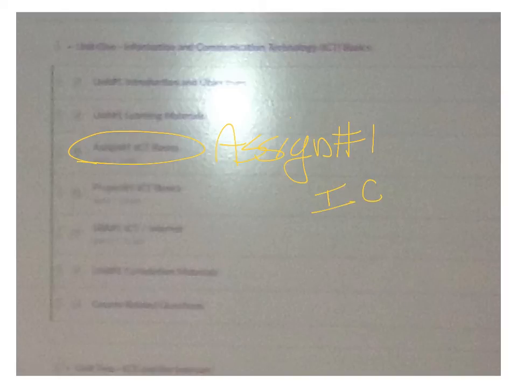This is hard to see, but we're working on the assignment that was due Friday, the first assignment, and it's information communication technology basics.